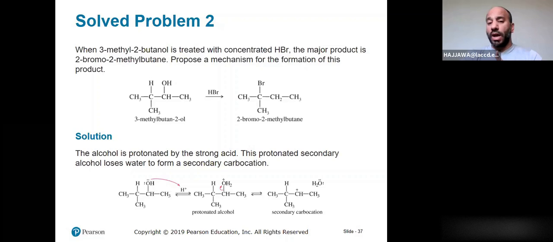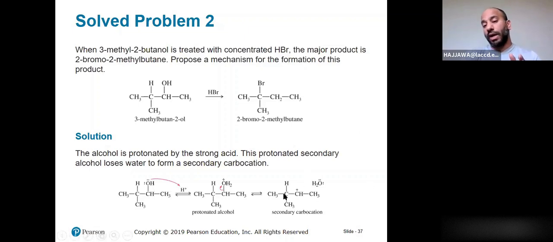Well, the very first step will be the protonation. So you have OH attacking H+. That's going to give me the protonated alcohol, the oxonium ion or intermediate. This intermediate, because it's a secondary carbon that's attached to the H2O, is going to give you a carbocation.